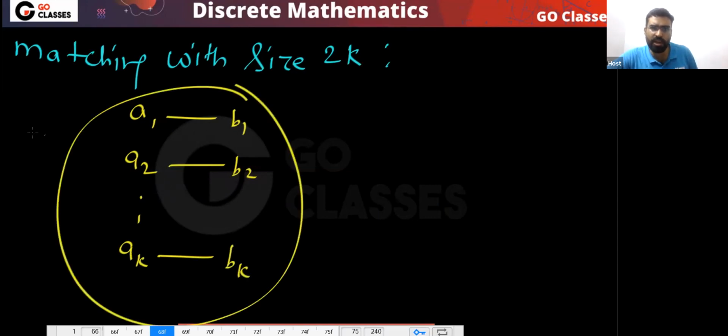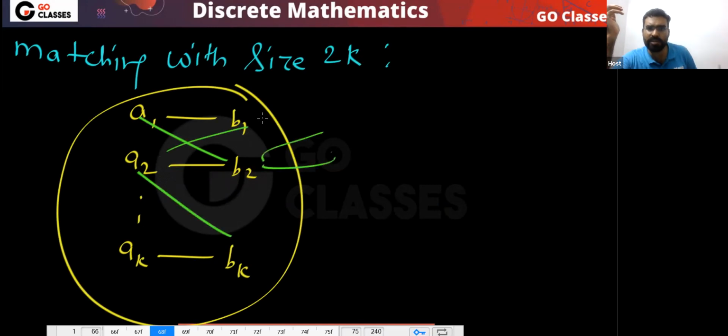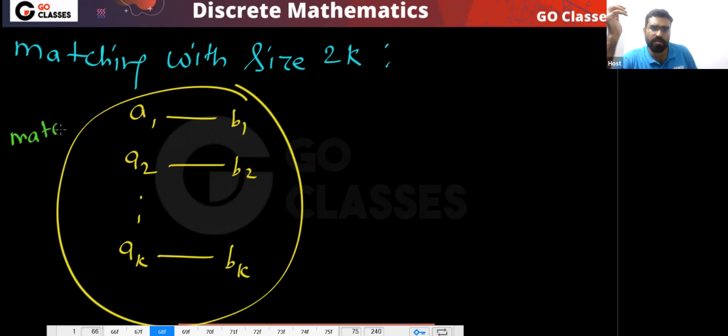In your graph, you can have more vertices, other vertices, other edges. For example, this type of edges you can have, this type of new vertices you can have. So your graph can have anything, but this is the matching that I'm taking. This is your matching in your graph.